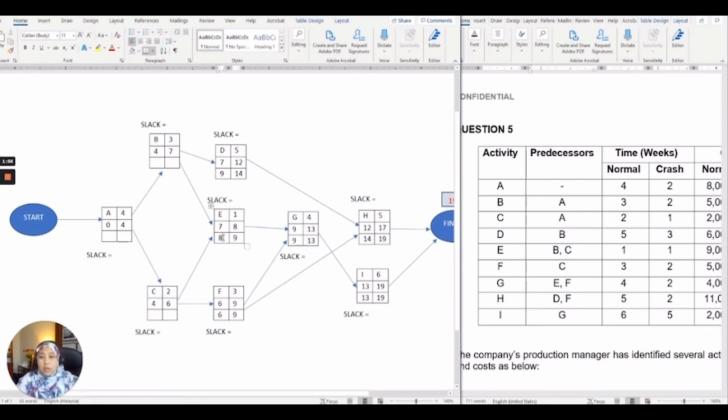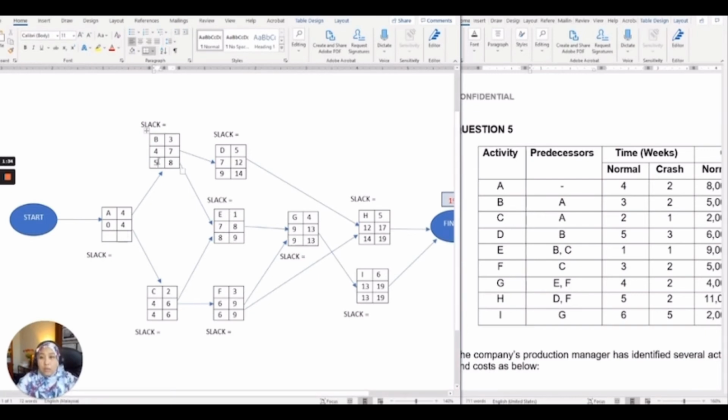Okay, now for activity C, you need to compare between activity E and F. So the minimum number is 6. So 6 minus 2 equals 4. For activity B, you need to compare the minimum between D and E. So the minimum latest start is from activity E, which is 8. So you need to get 8 for activity B, the latest finish. 8 minus 3 equals 5.